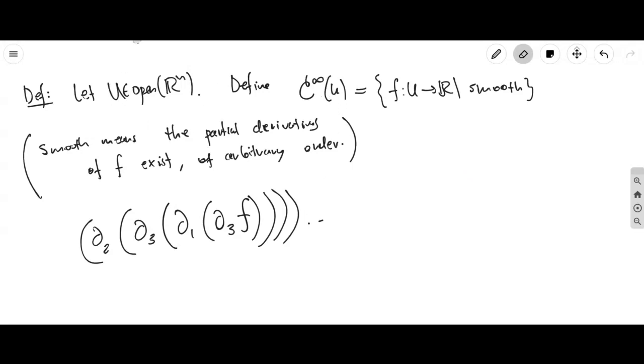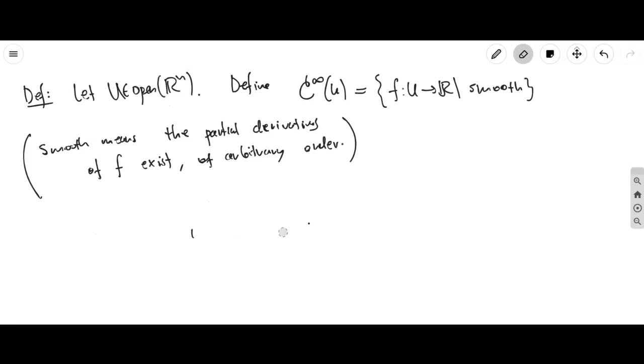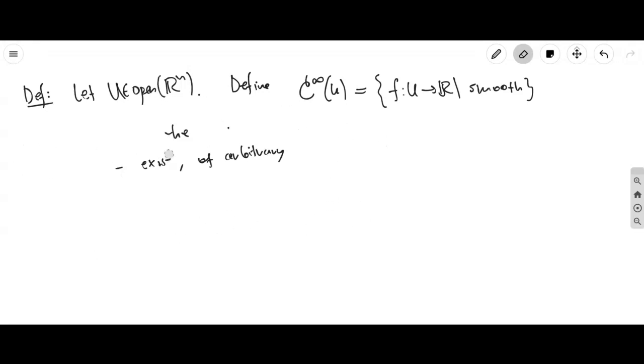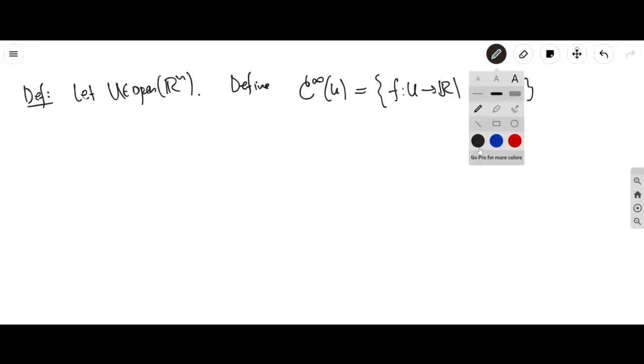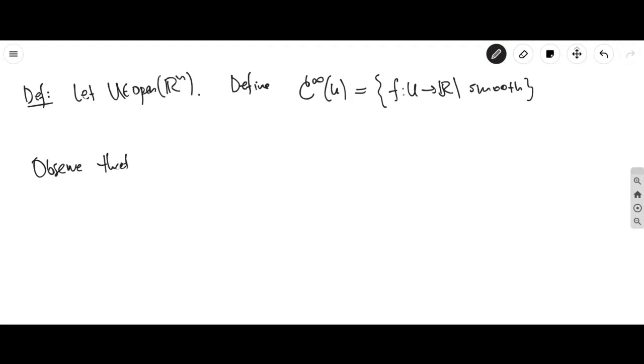That's why this open requirement is being used. It is possible to extend the definition of being smooth to a more general set, but let's not go there. If we do not need it, then let's not even bother. So this is what it means to be smooth. And you can observe that C infinity of U forms what is known as a commutative ring.